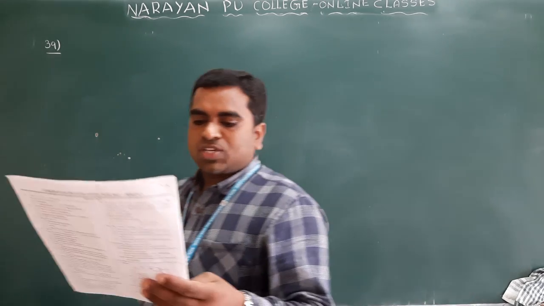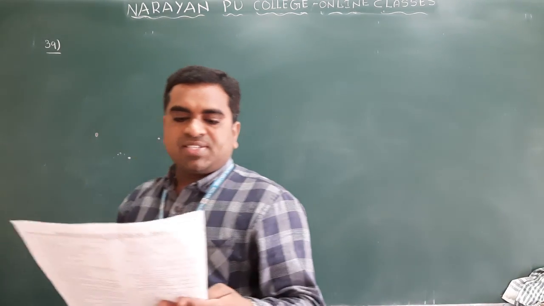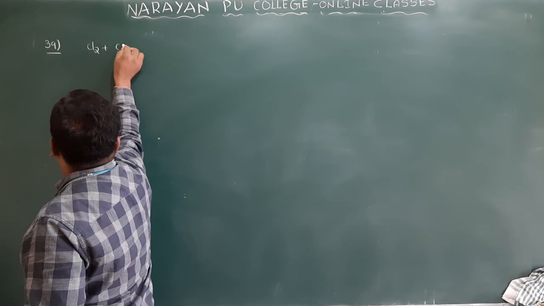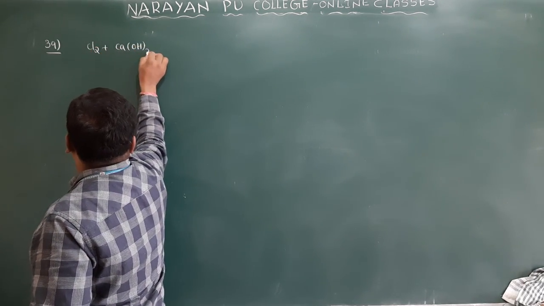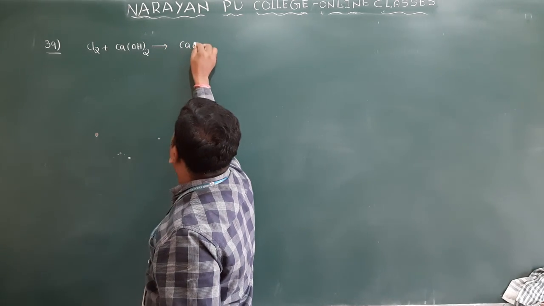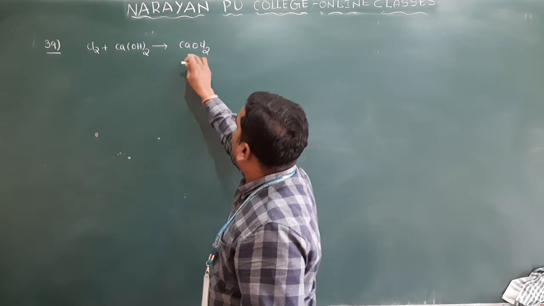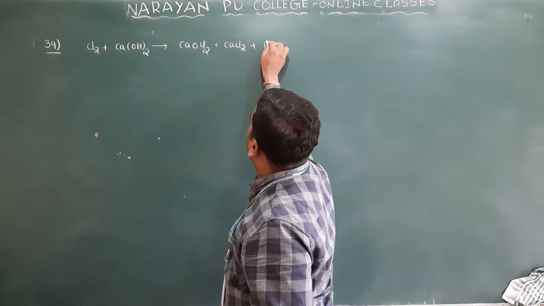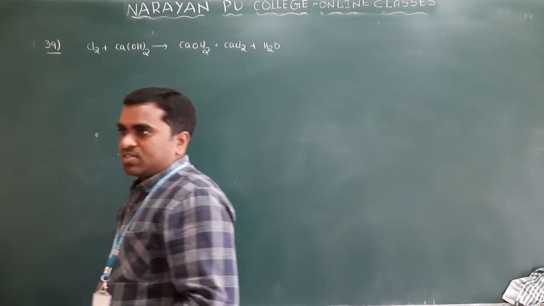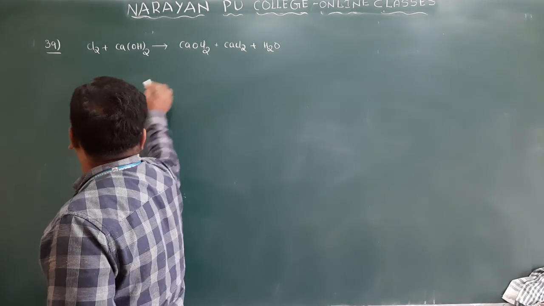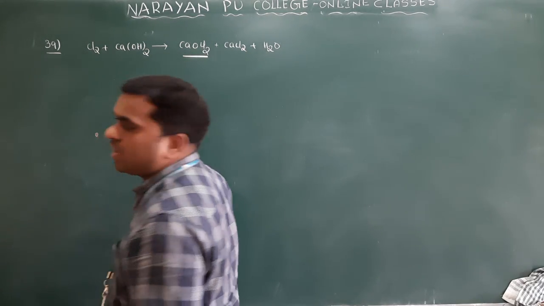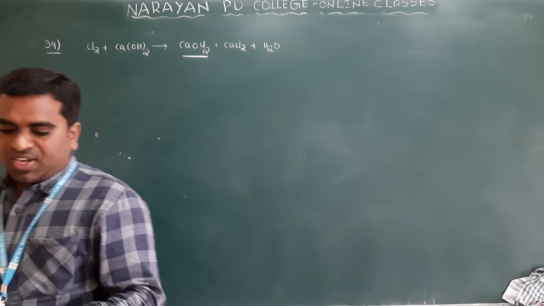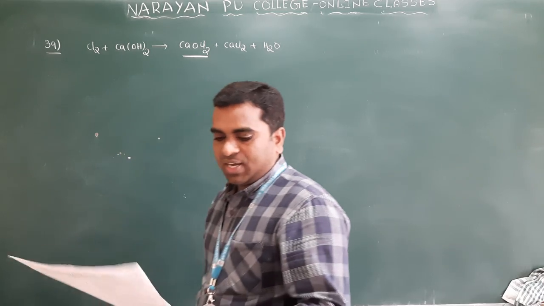Next one. The reaction of chlorine with X gives a bleaching agent. What is X? This was already discussed in the previous class. Calcium hydroxide. Chlorine reacting with calcium hydroxide gives CaOCl2 plus CaCl2 plus H2O. This is the answer, we have already discussed. This is about the main component and composition of the bleaching agent. Option 2 is the correct one.